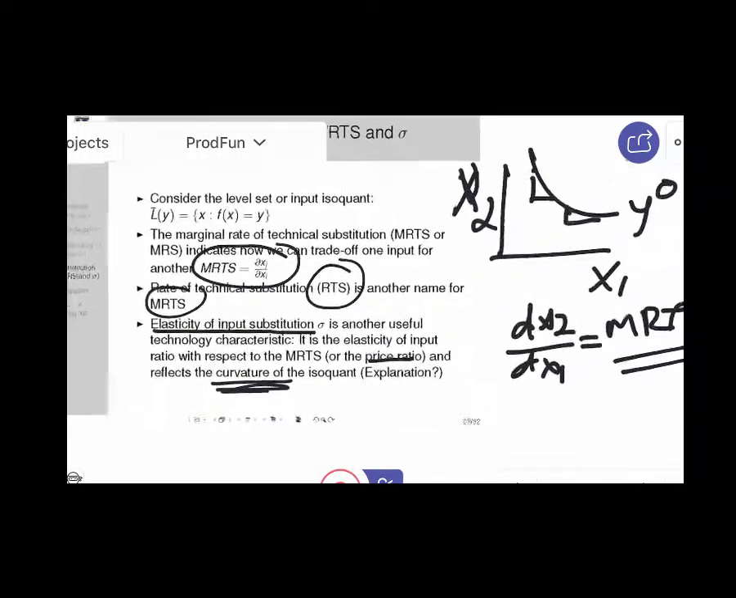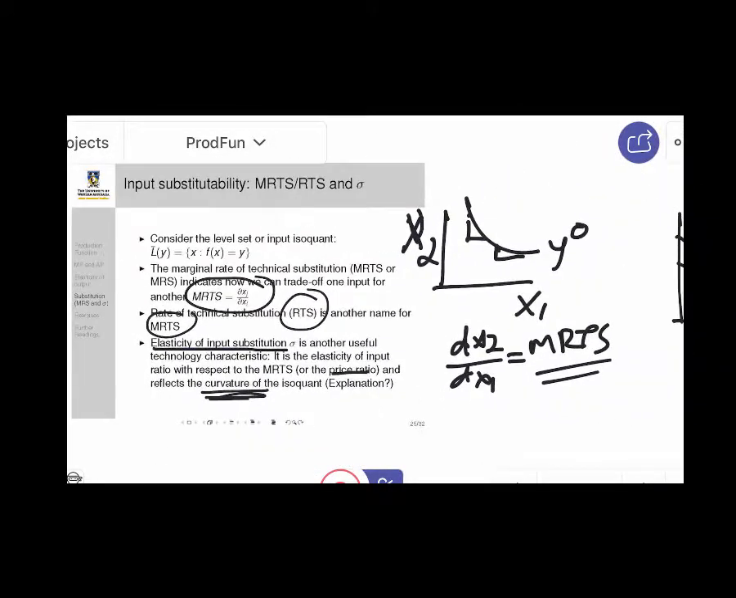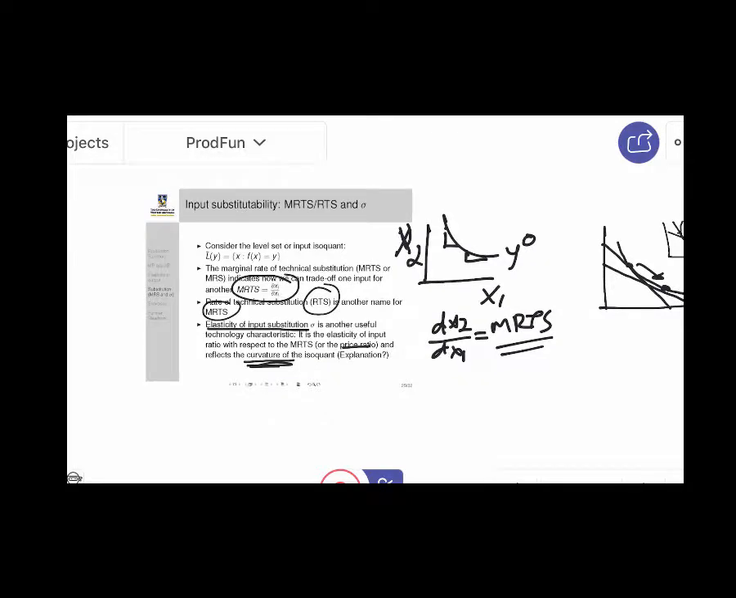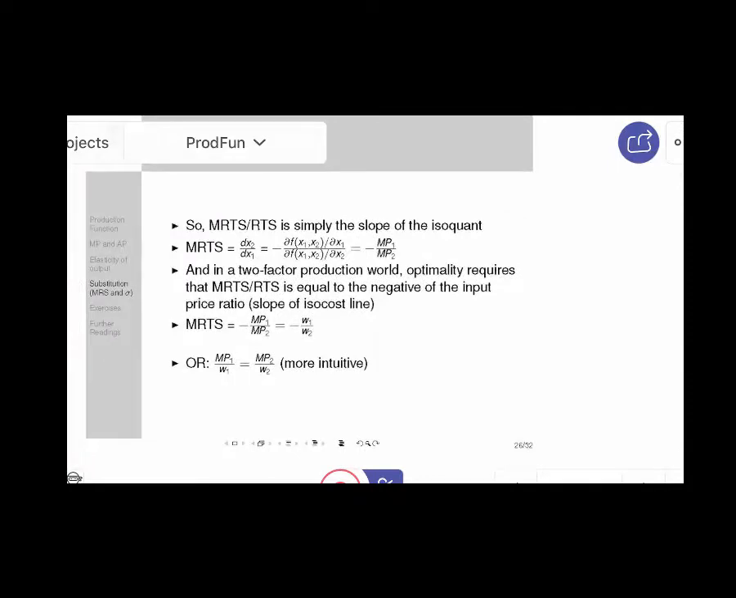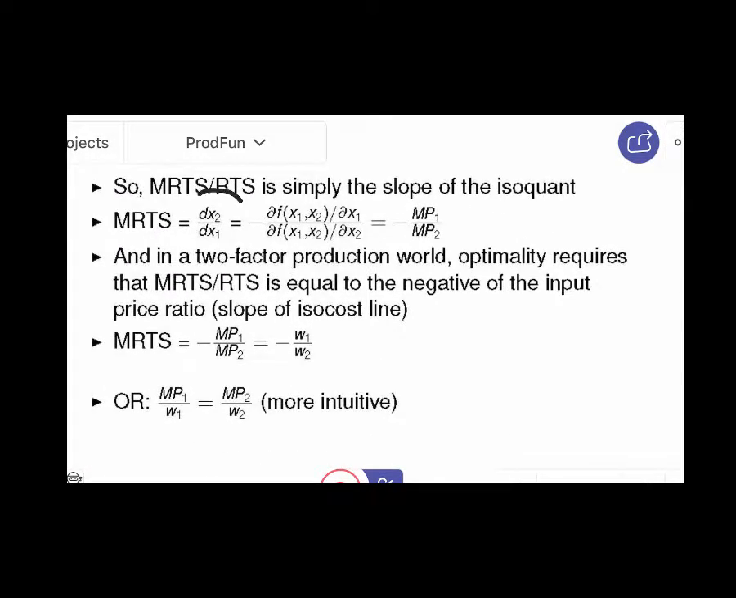So the elasticity of substitution measures the curvature, the marginal rate of technical substitution measures the slope, and these are two very interesting concepts. Let's look at some more detail about the marginal rate of technical substitution. We said it's the rate of change in one input relative to another. It's a trade-off along an isoquant. You can simplify that, and using just basic calculations, you can show that the marginal rate of technical substitution is equal to the ratio of the marginal products.